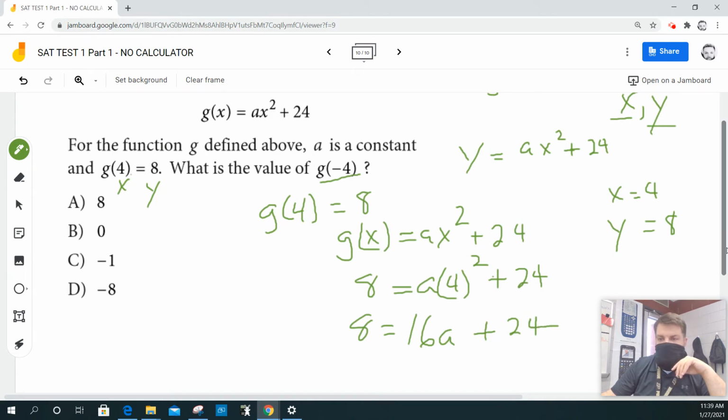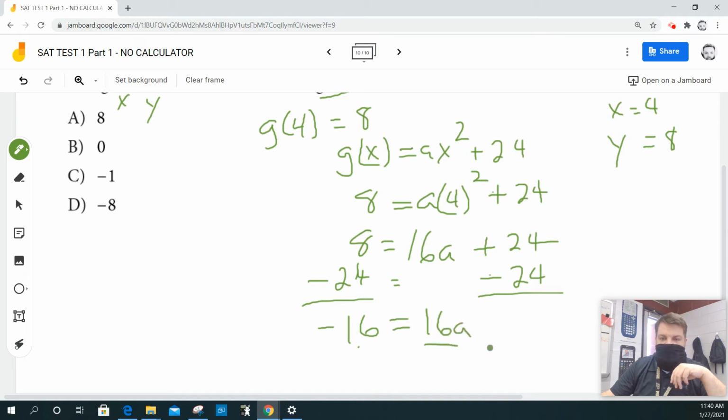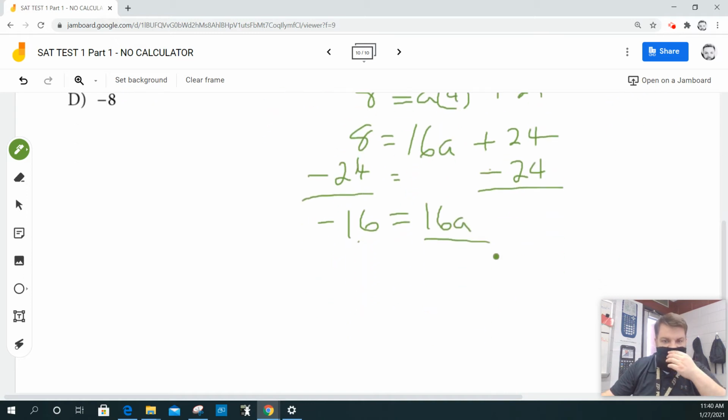Now from here, I'm pretty sure you guys could solve for a. We're adding 24 to a. I've got to move things away from the a, so the opposite or inverse of adding 24 is to subtract. And remember, whatever I do on one side of the equation, I've got to do to the other. 8 minus 24 is negative 16, and that's equal to 16a. 16a is the same as 16 times a. To get rid of the 16, I do the inverse, which is divide by 16, and whatever I do on one side of the equation, I have to do to the other.